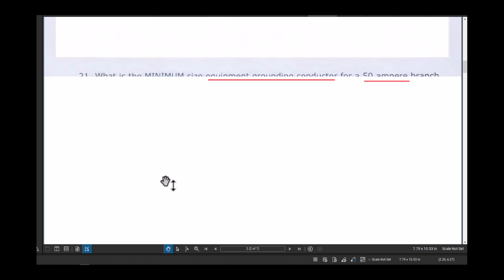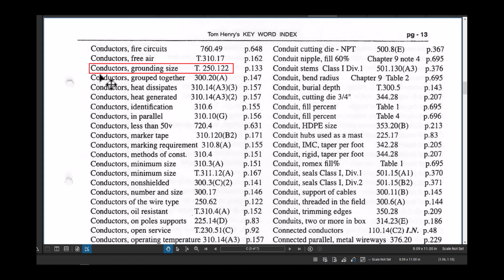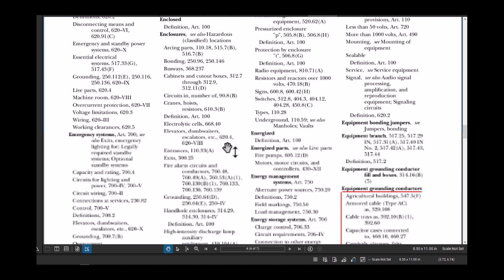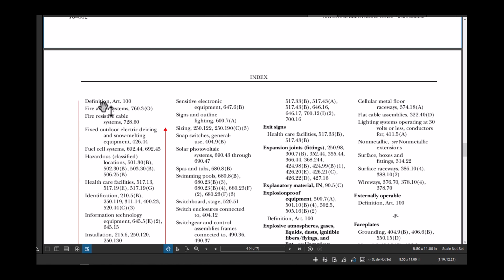If I highlight what we said, we have the keyword, we're looking for 50 amp, and we just need to know what is supposed to be installed in the PVC conduit. We go to the Tom Henry's index, conductor grounding size table 250.122. We go to the NEC index, equipment grounding conductor, and when we navigate through sizing we find 250.122, and this is the same as what we found in the Tom Henry's.